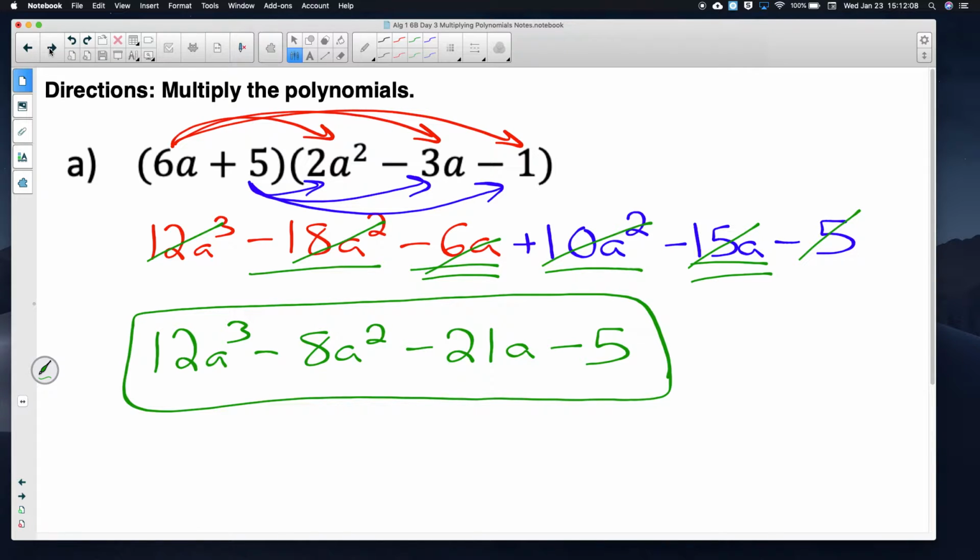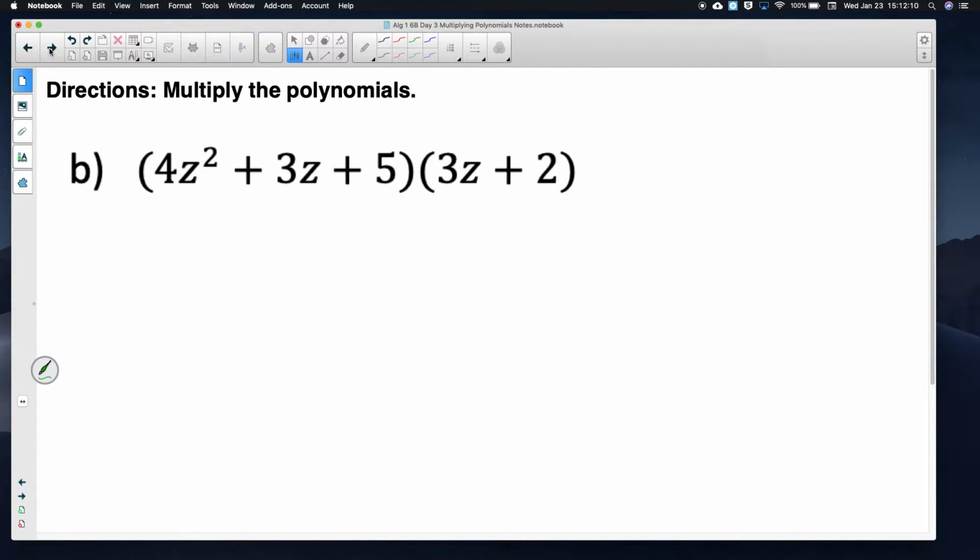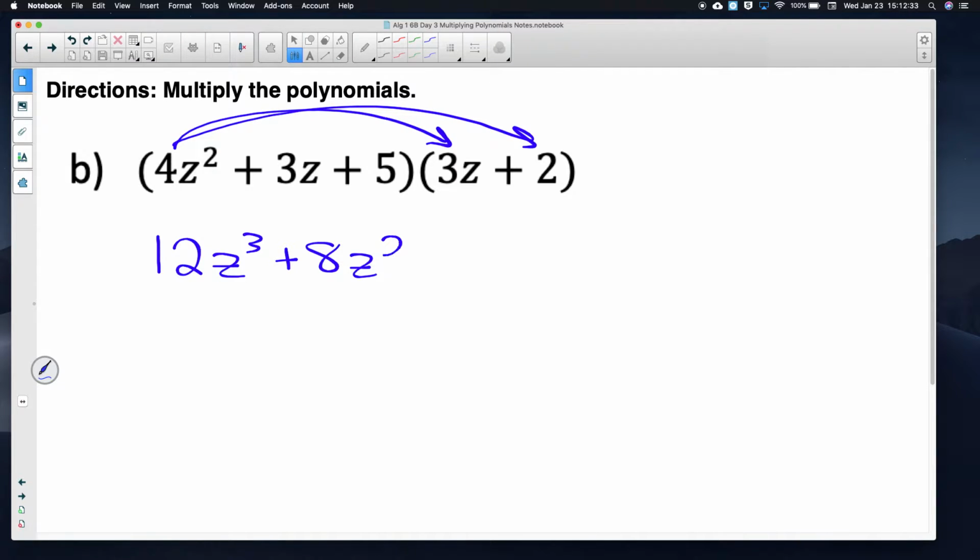So let's tackle our last problem. Same thing, but here the trinomial is first. And that's okay, because we're still going to do the same thing. Distribute the 4z squared to everything. So I got 4z squared times 3z, that's going to give me 12z cubed. I got 4z squared times 2, which is going to give me plus 8z squared.